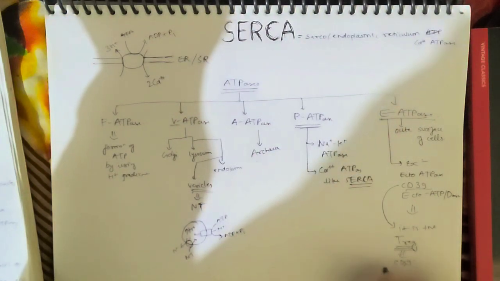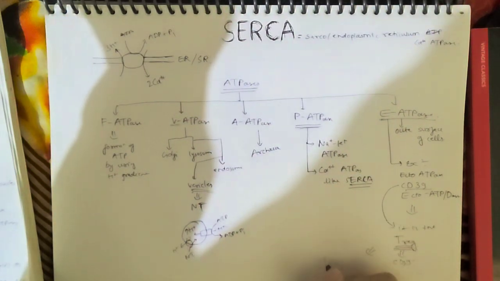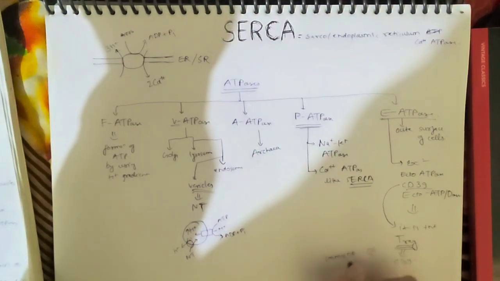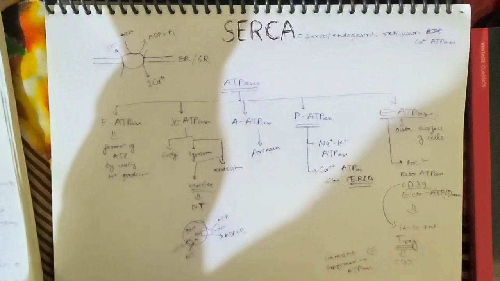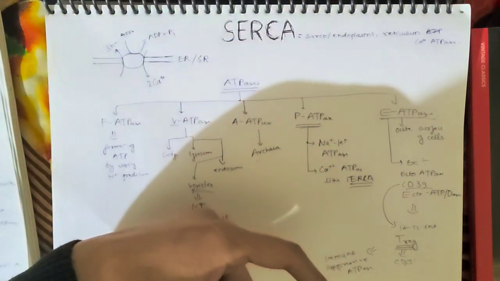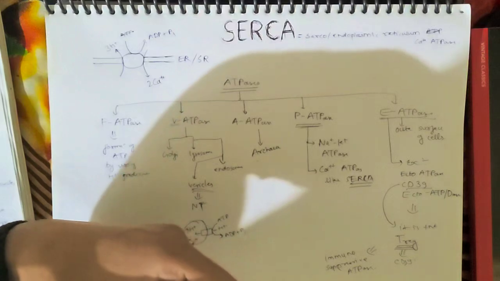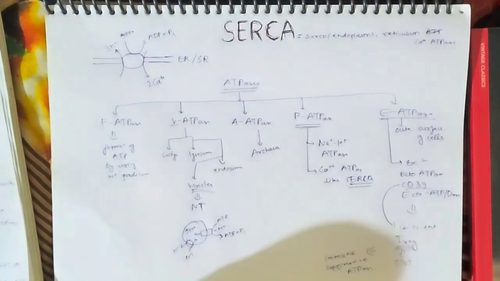So these are the immunosuppressive ATPases. These E-ATPases are also used for other factors, and they are very important in cancers and oncology. We'll discuss it when we are talking about cancer.